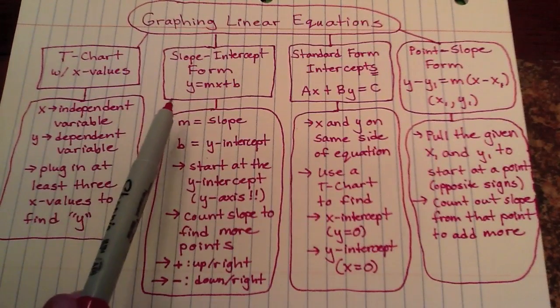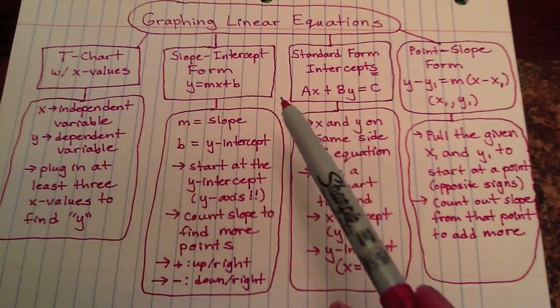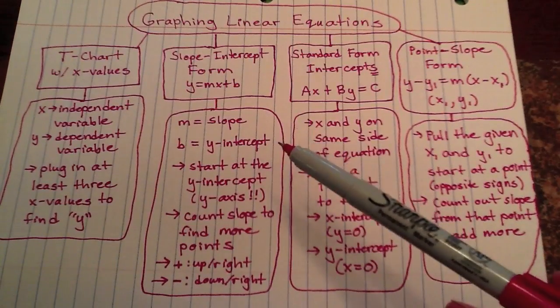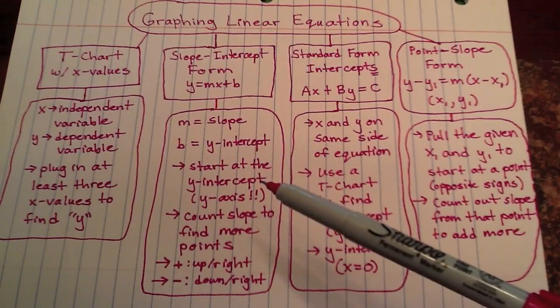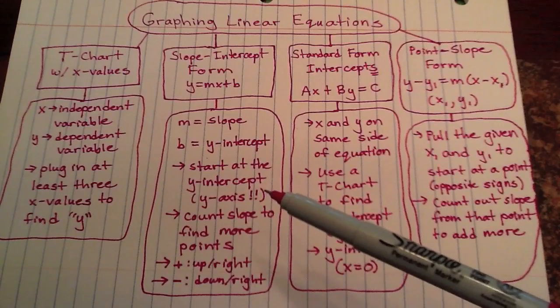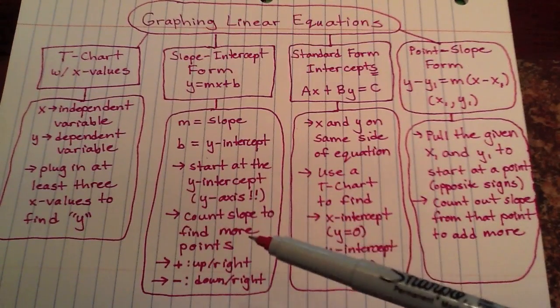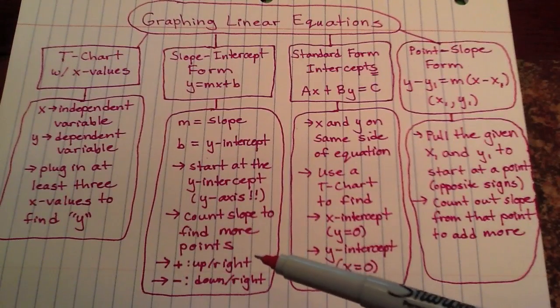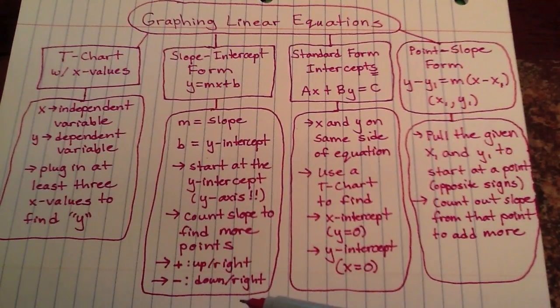Then we went into slope-intercept form. Y equals mx plus b. M was your slope, b is your y-intercept. You always started at the y-intercept, which is on the y-axis. I've noticed a lot of you accidentally going to the x-axis sometimes there. Count your slope out to find more points. Remember, if it's a positive slope, up and right. Negative slope, down and right.